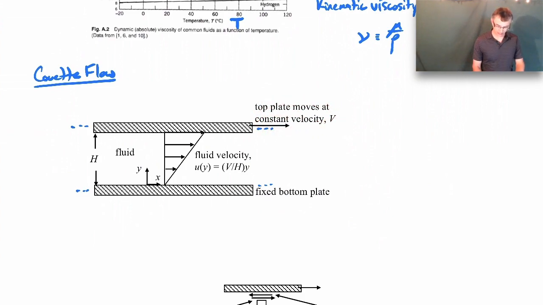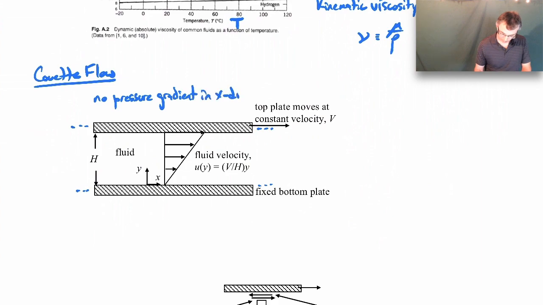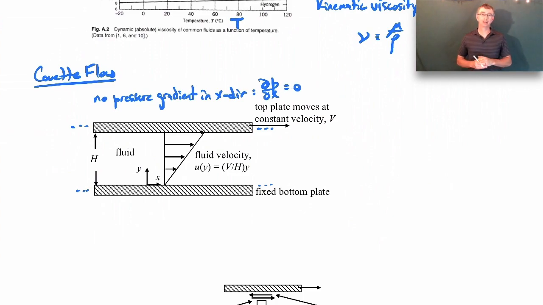Bottom plate is fixed. The top plate moves at a constant velocity off to the side. And we're going to fill the space between those two plates with fluid. We're also going to separate the plates by a distance h, which is fixed. We'll say that there's no pressure gradient in the x direction. So that just means dp/dx is 0. There's no change in pressure in the x direction. The reason we do that here is because this is just the way a Couette flow is defined.